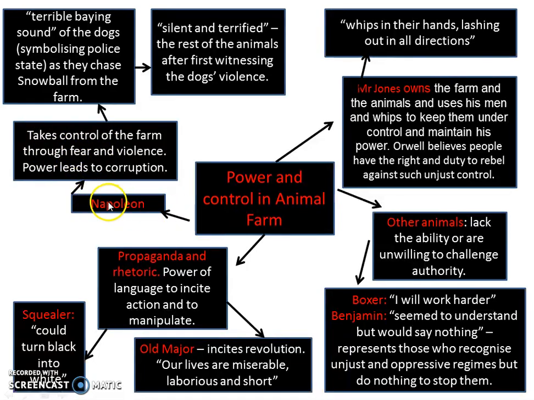They haven't just said Napoleon's powerful. They've said what happens to him once he's powerful and how he gets his power. And then you've got some useful quotes that come out from this. And the arrows make it like a flow of how things develop.